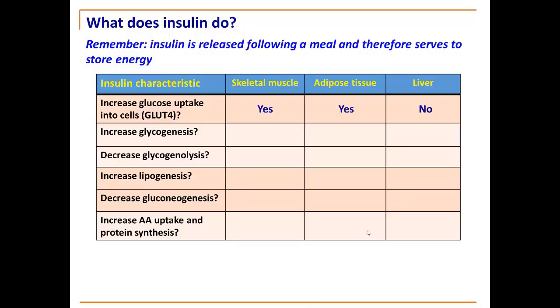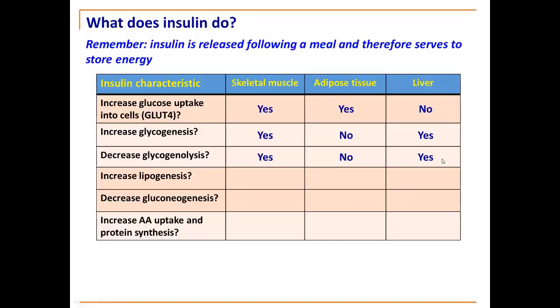Do we get an increase in glycogenesis in skeletal muscle? So glycogen synthesis. Yes, we do. What about in adipose tissue? No, because we don't have glycogen stored there. What about in the liver? Yes, because we do have glycogen stored there. Does it decrease glycogen breakdown? Skeletal muscle? Yes. It's making it, so obviously it's going to stop it being broken down at the same time. What about in the adipose tissue? No, because there isn't any glycogen. And liver? Yes. It's stimulating it to be made, so it's decreasing it being broken down at the same time.